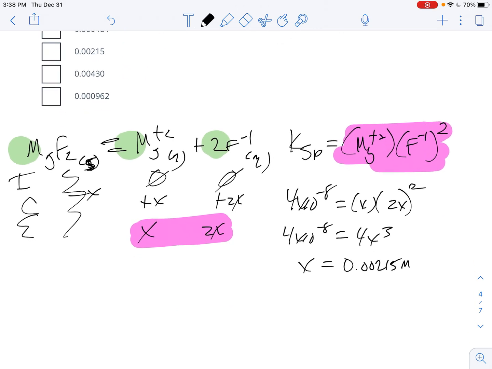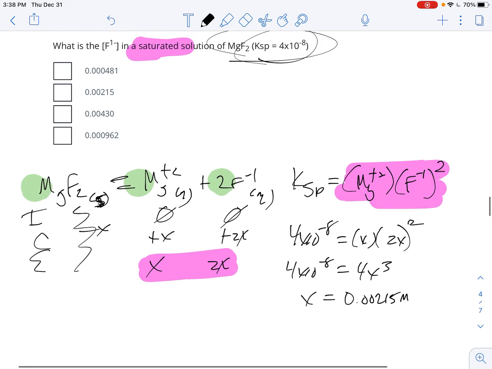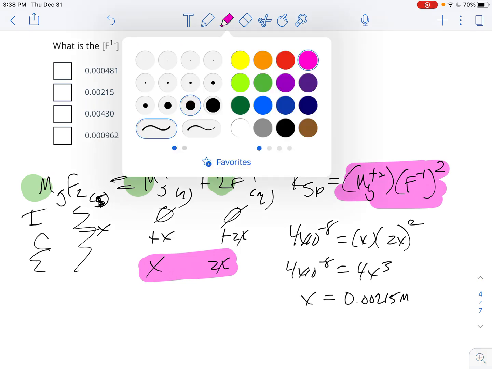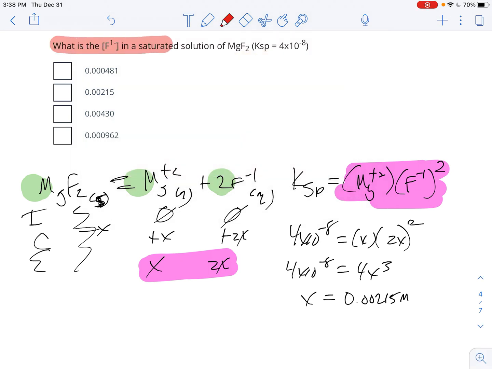Now again, let's be careful. 99% of the time, once we solve for X, we are done with the problem, right? But we are not, in this particular case, done with the problem here. Why? Because X is not necessarily what we're looking for. What is it that we are looking for? We are looking for the concentration of the F-. Is the concentration of the F- X? No, it's not. It's 2X.